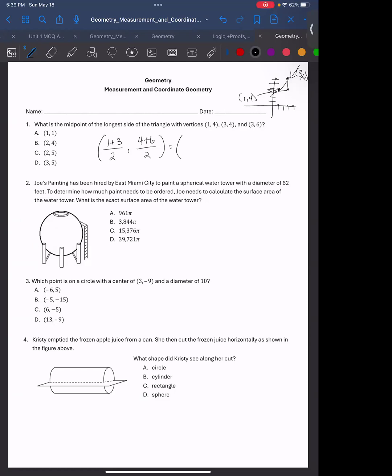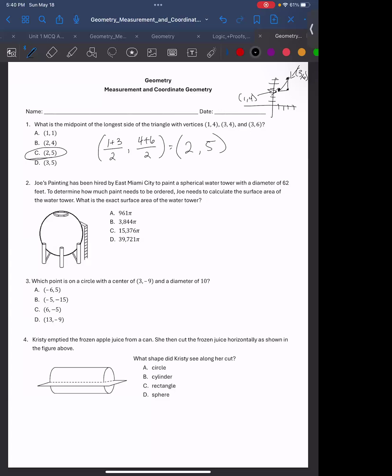So 1 plus 3 is 4. Divided by 2? 2. And now 4 plus 6? 10. 10 divided by 2? 5. So my midpoint is 2, 5. That makes sense? Yep. All right, the next one.